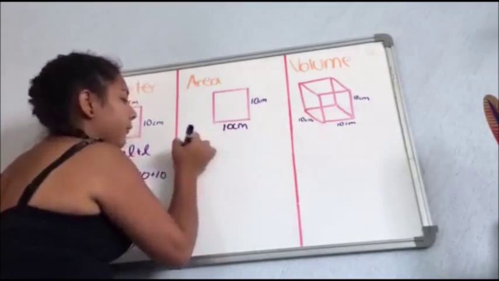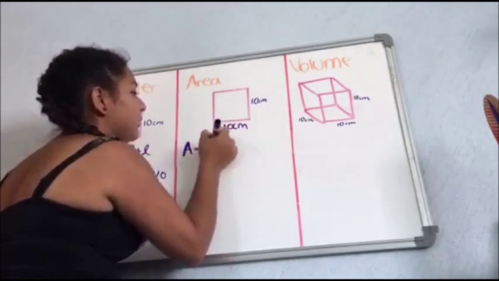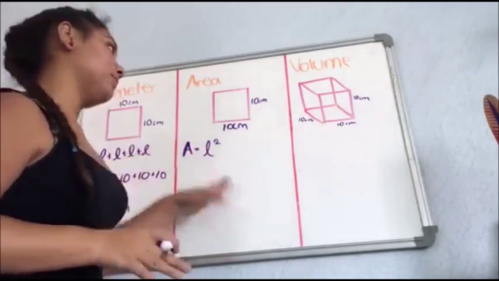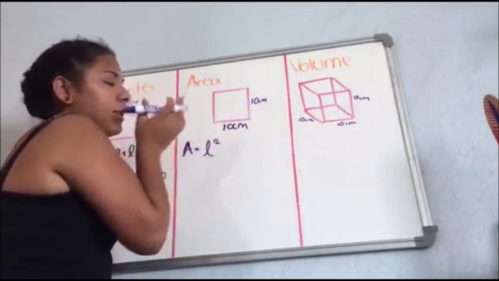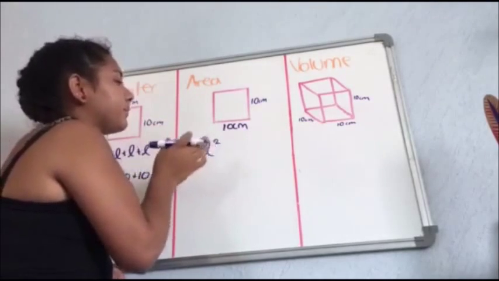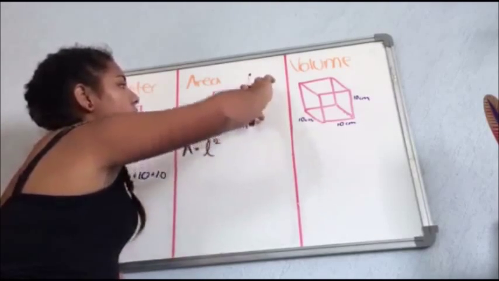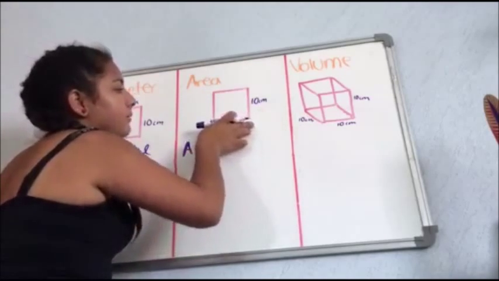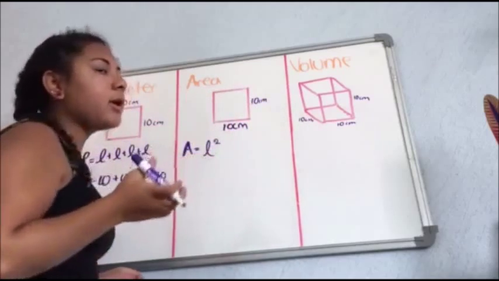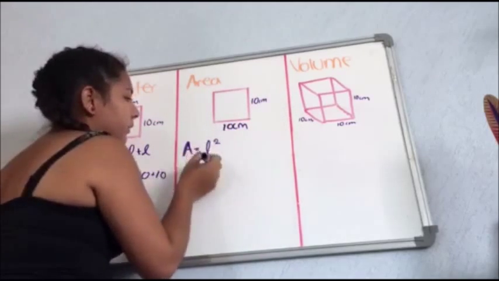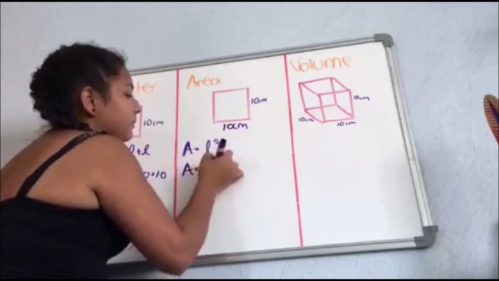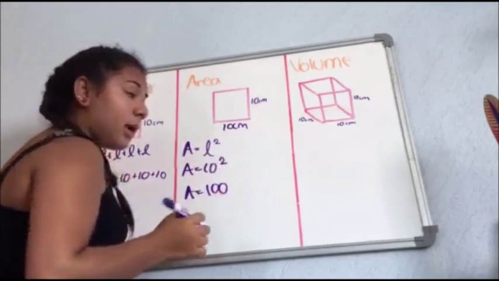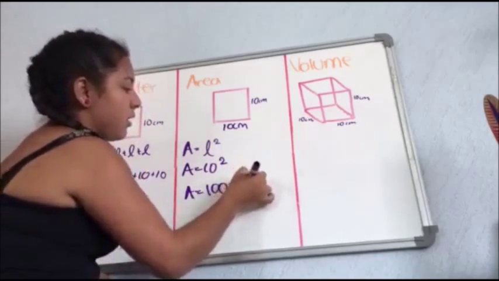We know the formula for the area is L squared. Why for the square? Just because it is a square. We know that, as I told before, we have the same measure for all the sides of the square. So, as we need to multiply the base by the height of the square, it's the same. So we substitute 10 squared, and doing the operation, we got 100 centimeters squared.